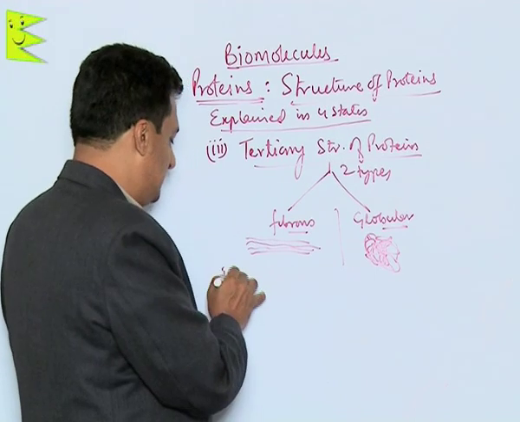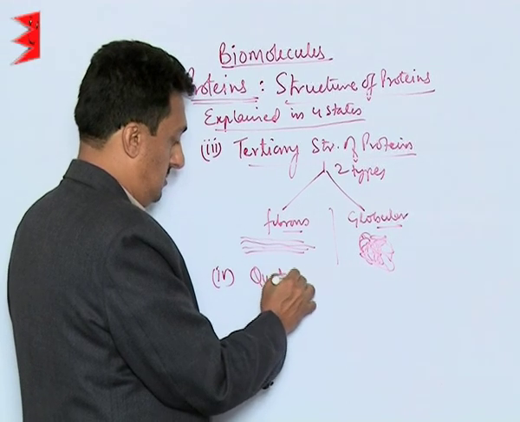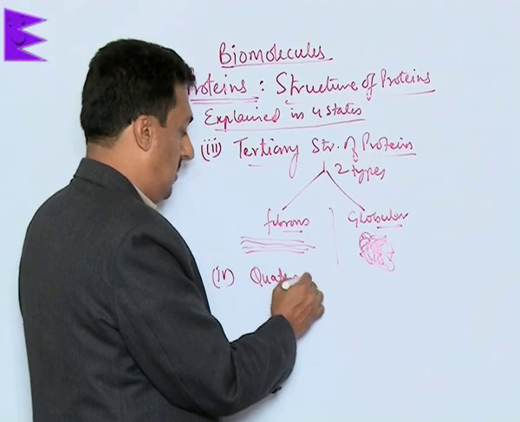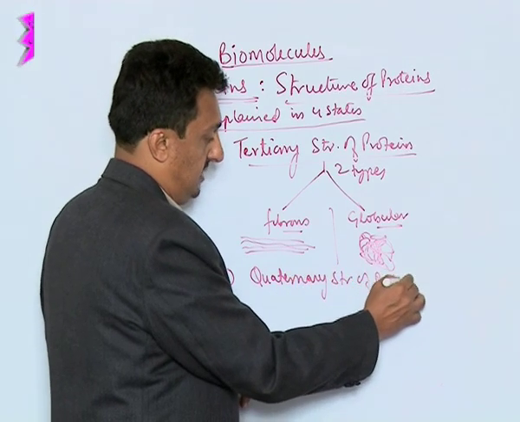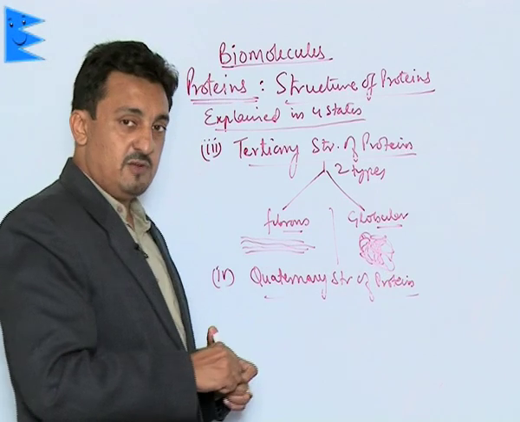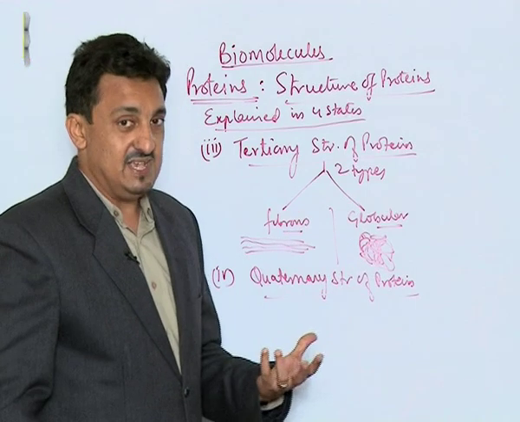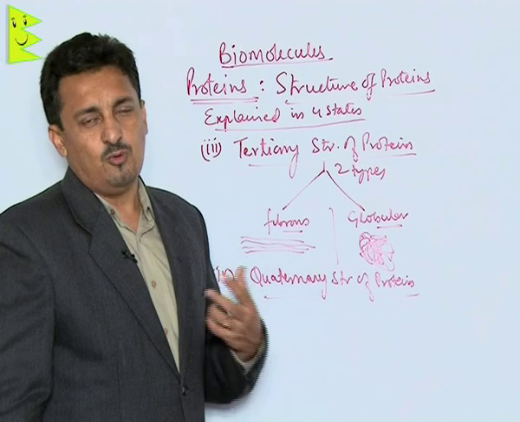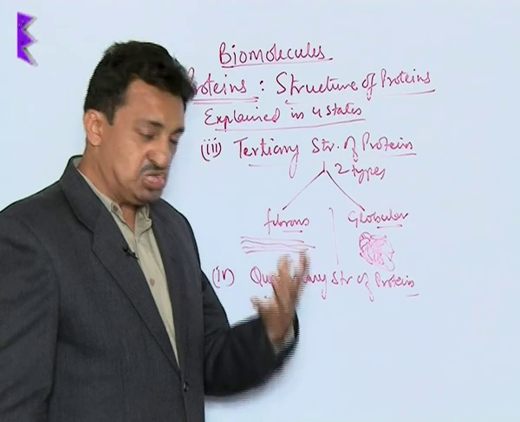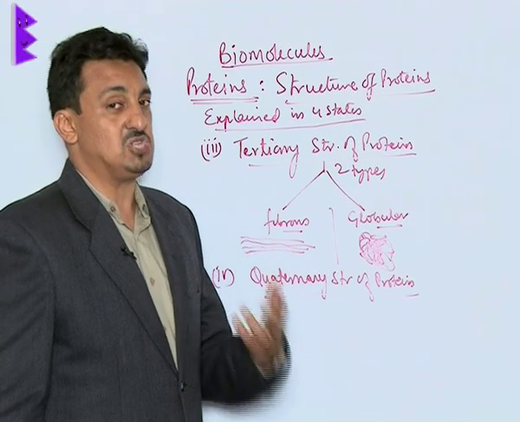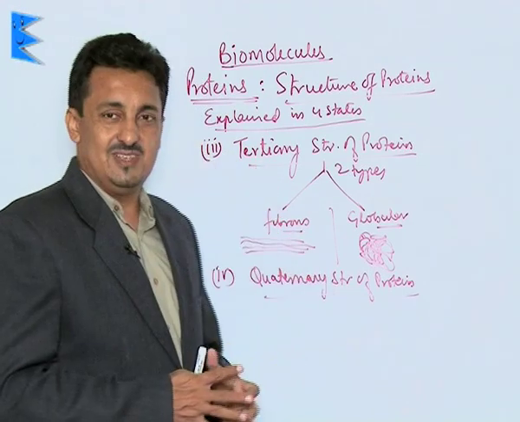Then let us move to the last stage, the quaternary structure of protein. In many cases, we find the protein's last structure is either globular or fibrous. But in some cases, some proteins are made up of two or more different polypeptide chains. In their structures, the spatial arrangements are different, and those spatial arrangement structures are called quaternary structures of proteins. So this is the complex level of the structures of proteins we have.